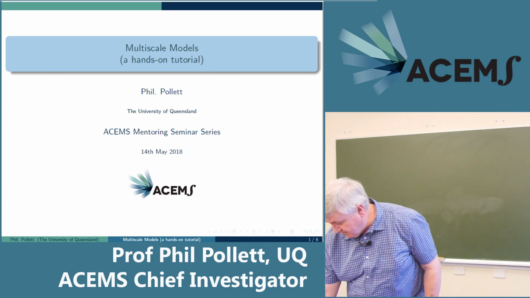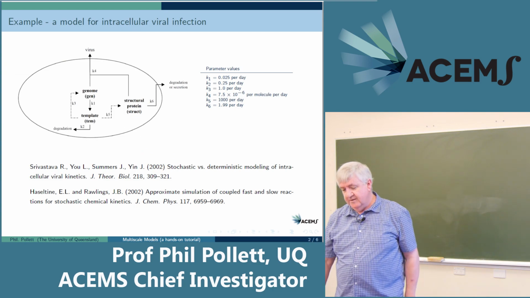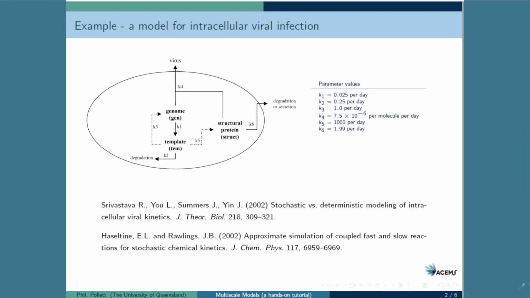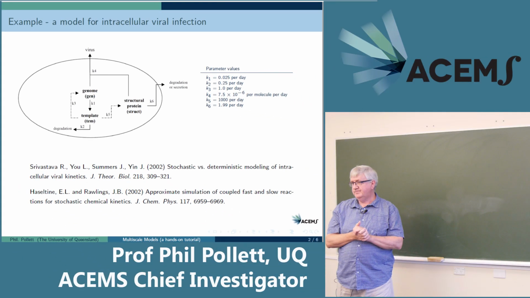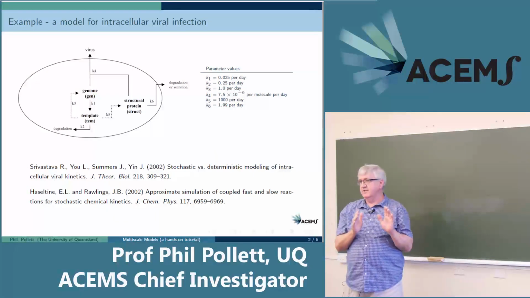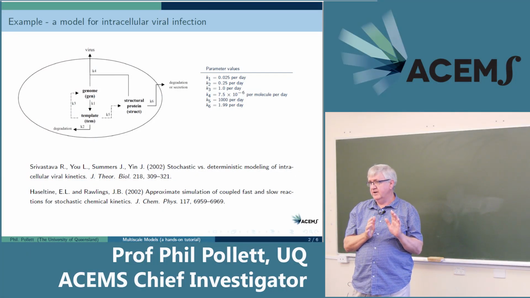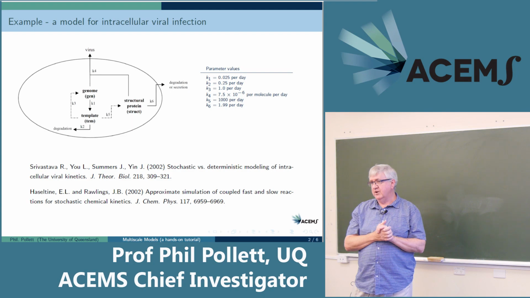And one such example is this model for intracellular viral infection. What's depicted here is a cell, and there are processes going on in that cell, and three important chemical species are identified here: the viral genome, the viral structural protein, and the viral template. And there are 6 key reactions in what's called a biochemical reaction network, and the rates at which these processes occur are given in that table, K1 up to K6.